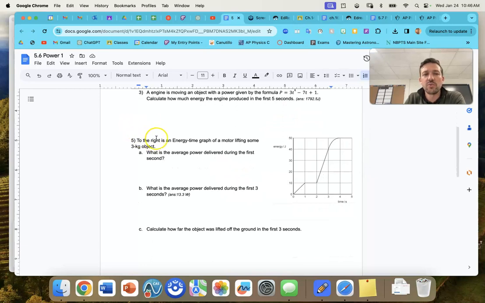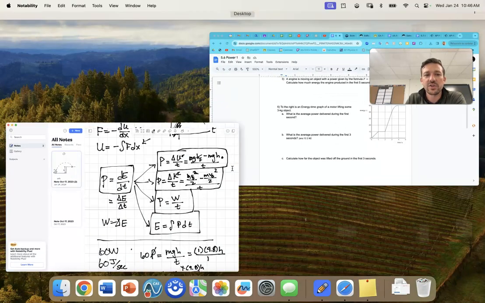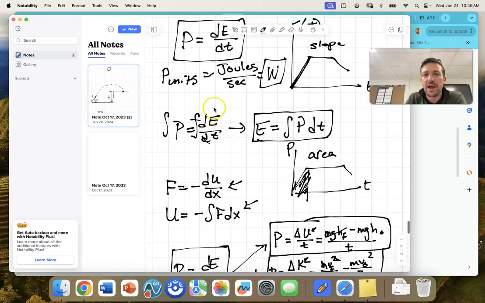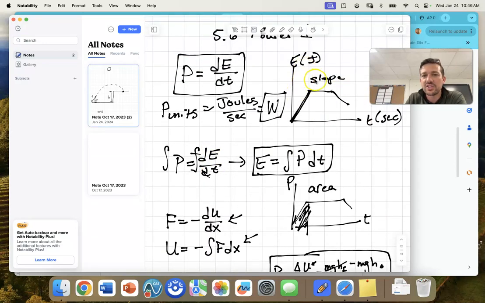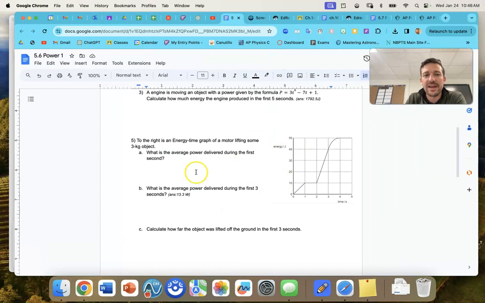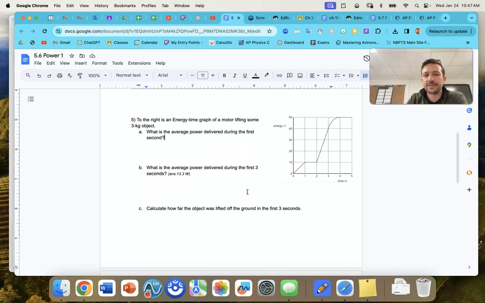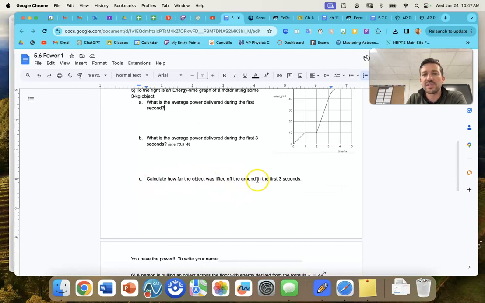Okay, so to the right is an energy time graph. What's the average power during the first second? Okay, so I know that if I want power on an energy time graph, remember we spoke about that, that's slope. So I'm going to be calculating my slope for the first second. Okay, what is the average power delivered in the first 3 seconds? Same idea, right? Calculate how far the object was lifted off the ground in 3 seconds.